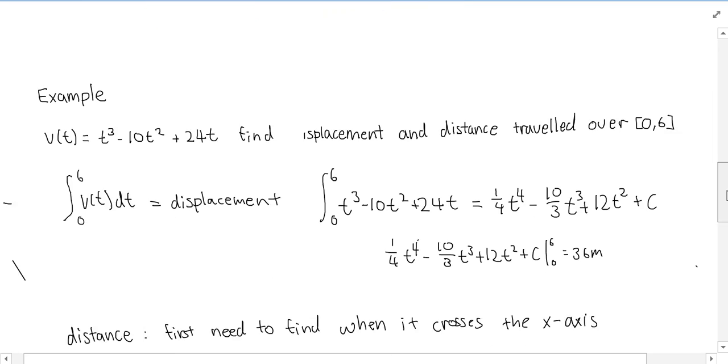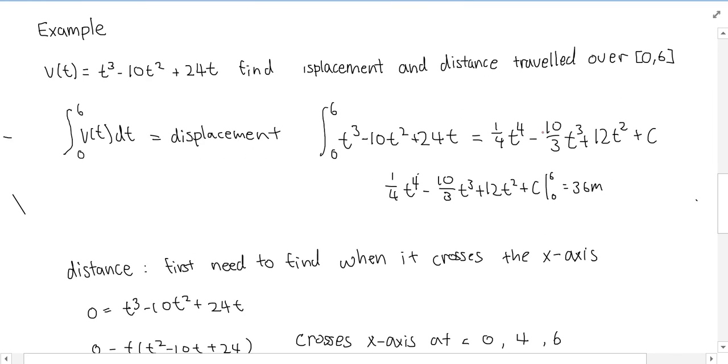So let's move on to an example. Our example states that v(t), or velocity, is represented by this function: t to the power of 3 minus 10 t to the power of 2 plus 24t. We have to find our displacement and our total distance traveled over the interval from 0 to 6. So let's find our displacement first, because that's the easy part.